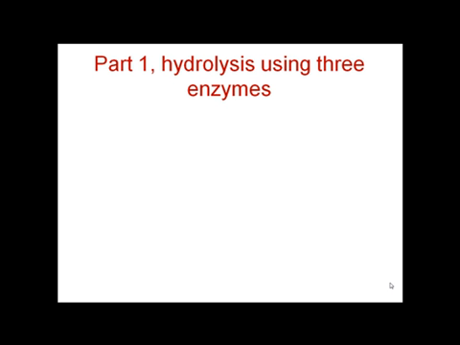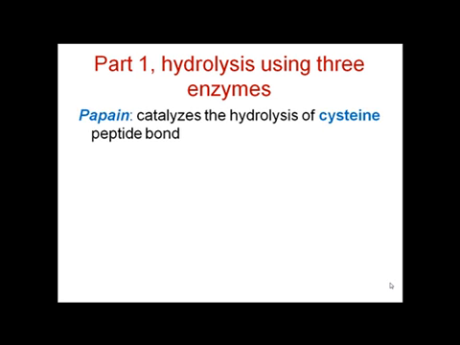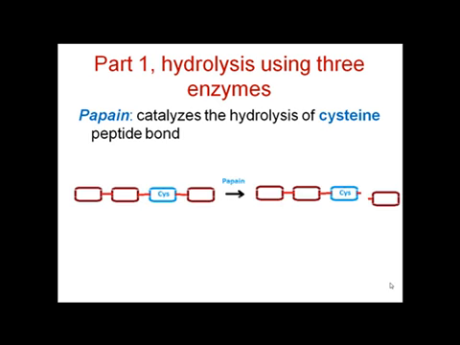Part A. Papain is the specific enzyme used to break down the peptide bond of the amino acid cysteine. That means the papain will catalyze the hydrolysis of cysteine peptide bond. In other words, the primary structure is broken at the cysteine site. For example, we have here a tetrapeptide, and you see the cysteine in blue color. When you use the papain to assist the hydrolysis, the bond will be broken at the cysteine peptide bond.